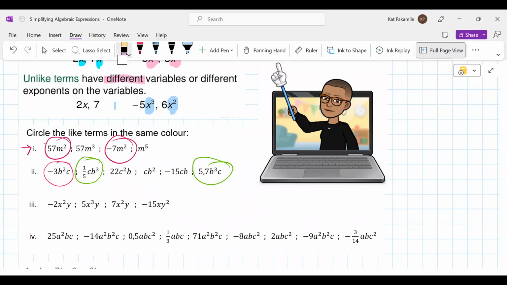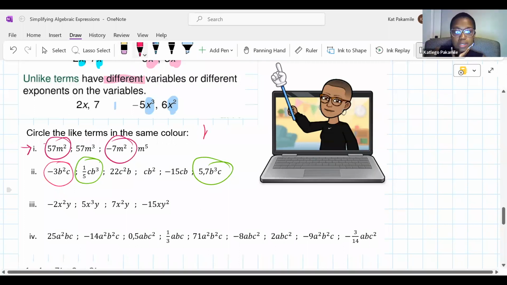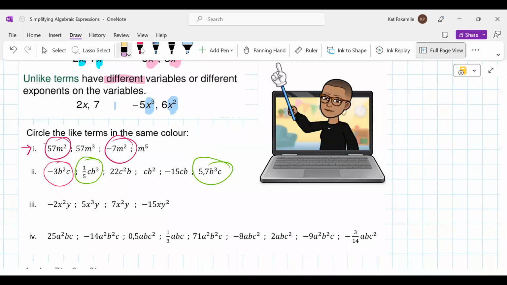Look carefully. B squared. So ma'am, there it's 1. No. What does B squared mean? It means B times B. So how many are there? There are 2 B's. So there are 2 B's there, but there's only 1 there. So those can't be like terms. You see that? Yes, ma'am.